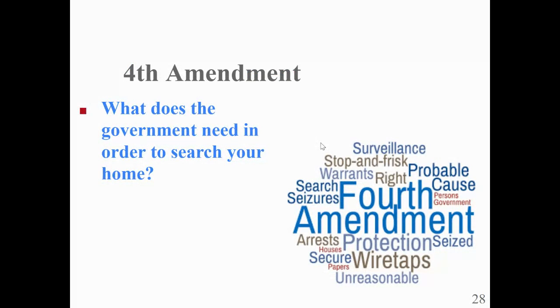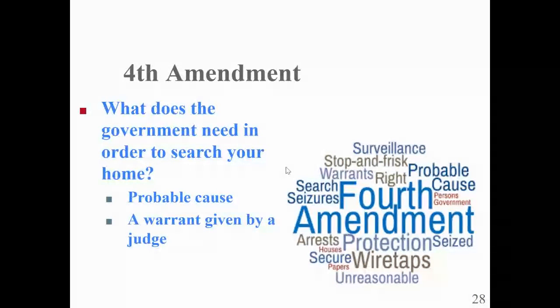So, what does the government need in order to search your home? If for whatever reason the police or the government wanted to search your home, they would need a probable cause, and they would need a warrant given by a judge. So they would need some type of proof, a cause that would be leading them to need to search your home, and they have to take that to a judge, and the judge signs off and says, yes, you are allowed to search that home. And so the Fourth Amendment protects against the government being able to come into your home.